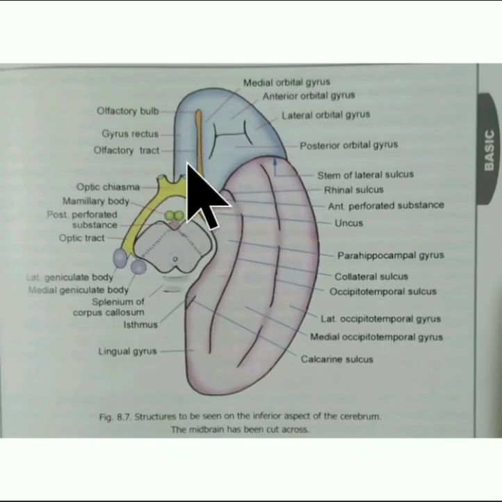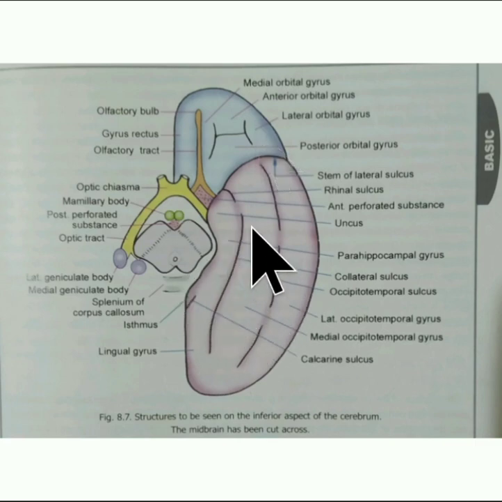The area medial to the olfactory sulcus is called the gyrus rectus, and the rest of the orbital surface is divided by an H-shaped orbital sulcus. This H-shaped orbital sulcus divides the orbital surface into four parts: anterior, posterior, medial, and lateral orbital gyri.